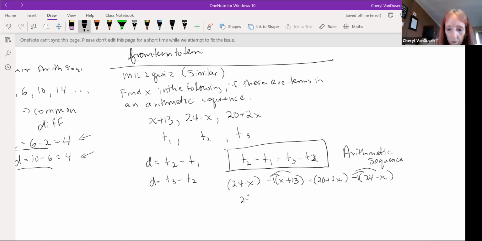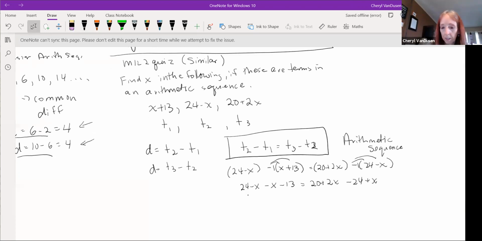So here's what it looks like. Check your work. 20 plus 2x minus 24 plus x, being careful that the second one changes sign. So let's collect some terms. We've got 11 minus 2x on this side. We've got -4 plus 3x on that side.